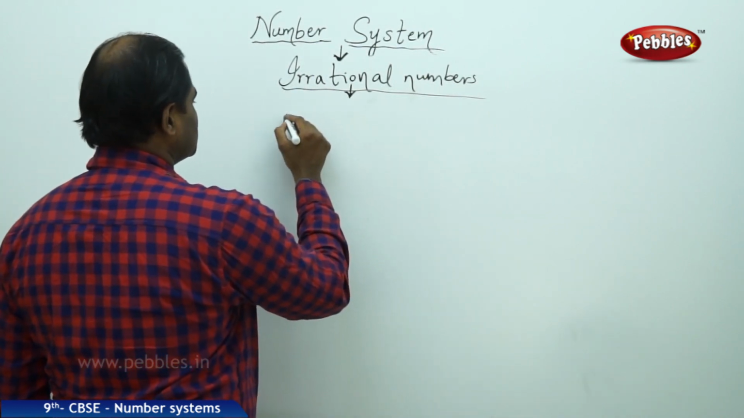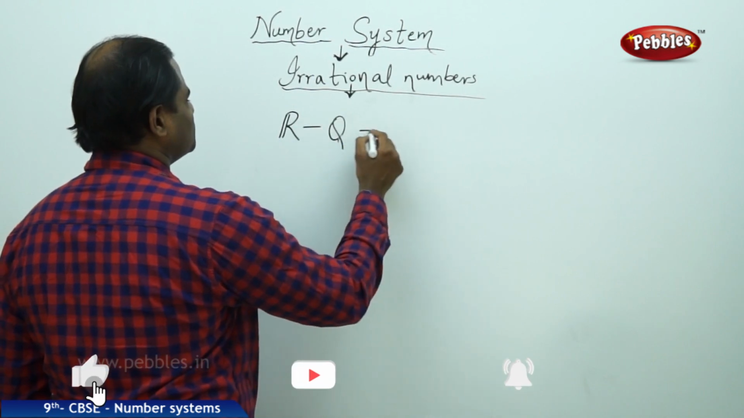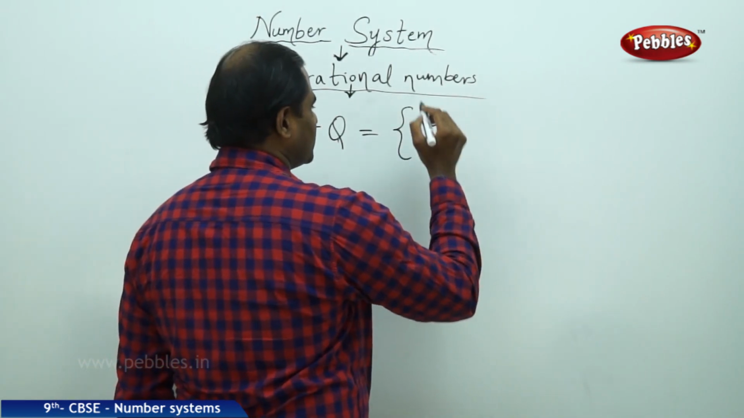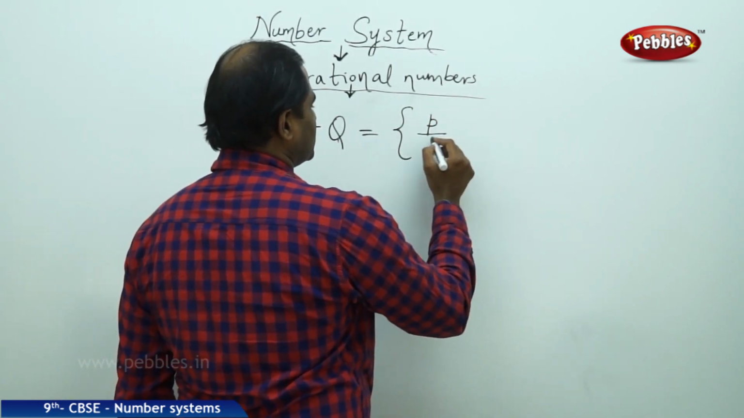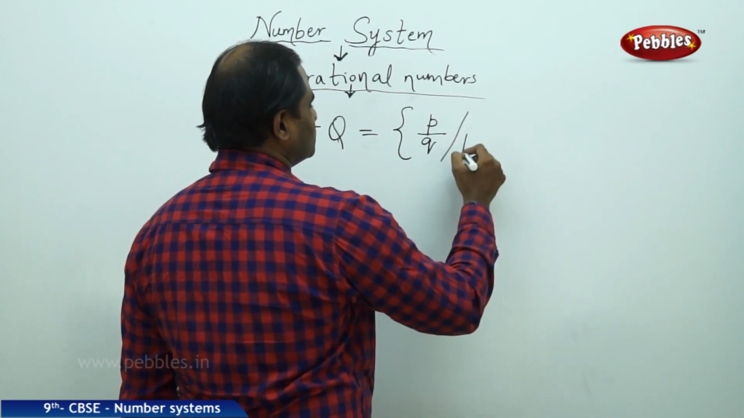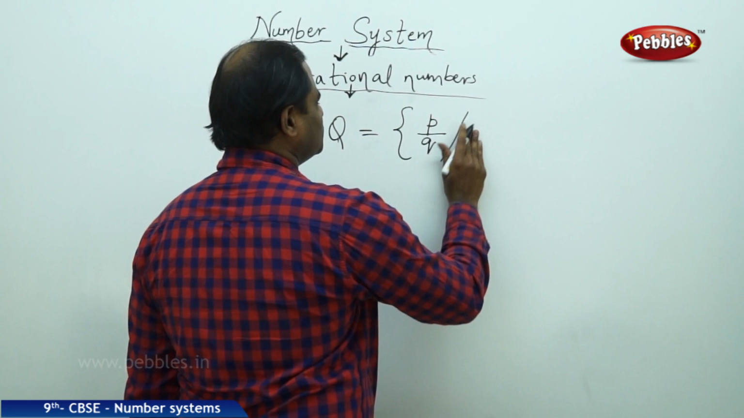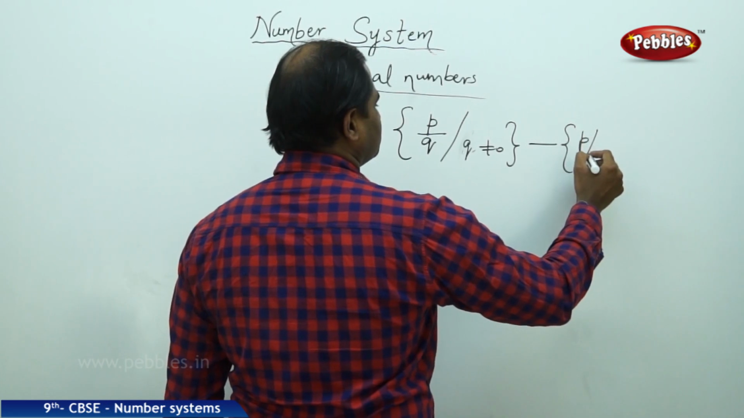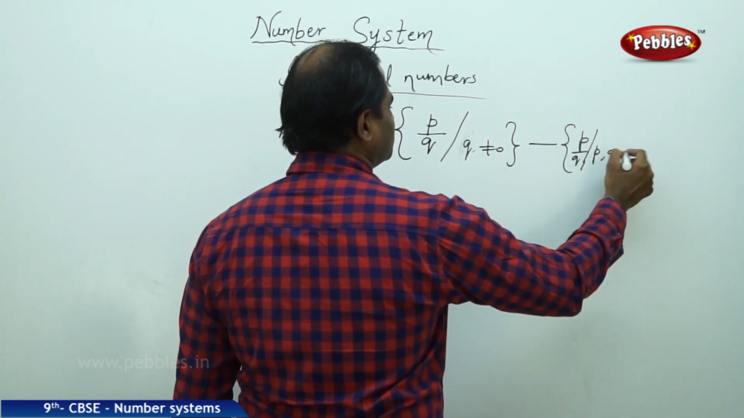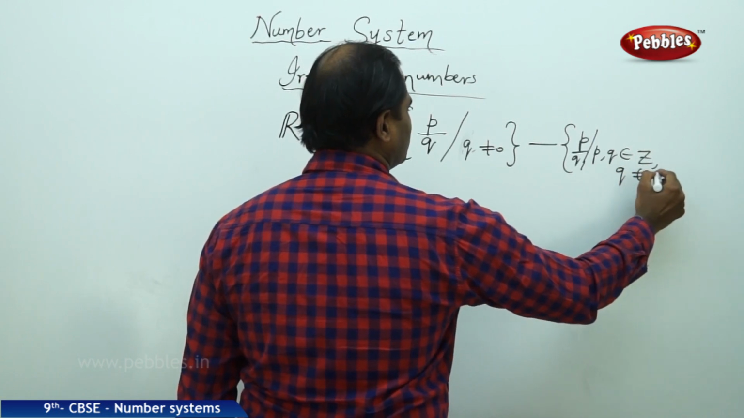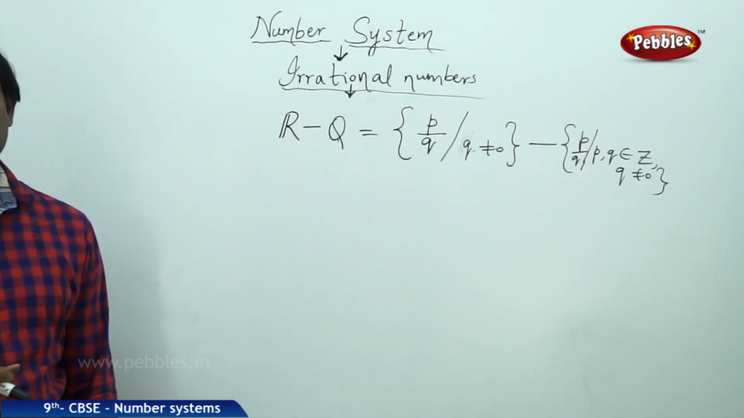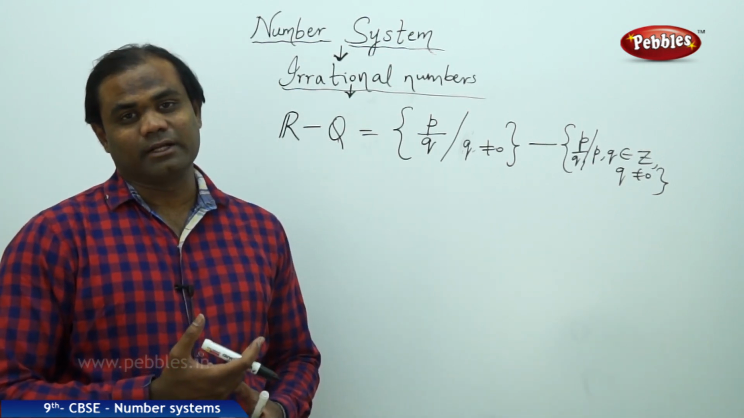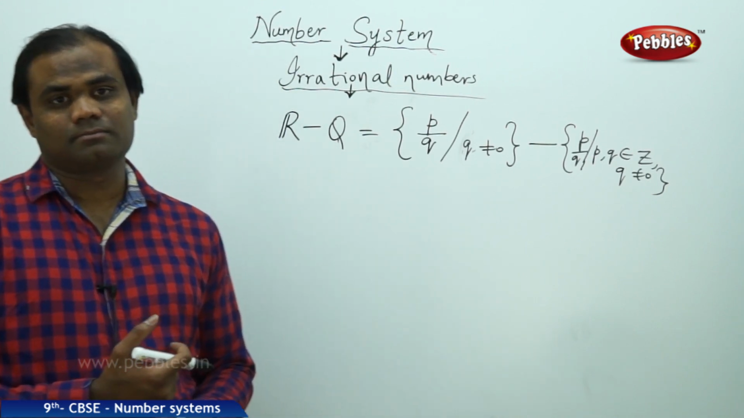The set of irrational numbers is denoted by all real numbers except Q. It is anything which cannot be expressed in the form p by q, such that p, q are integers and q not equal to 0. That is how we understand irrational numbers. Let's see better examples to understand what an irrational number is.